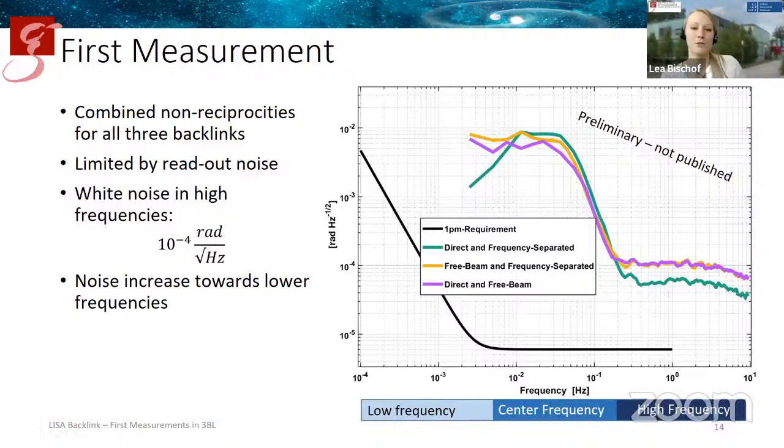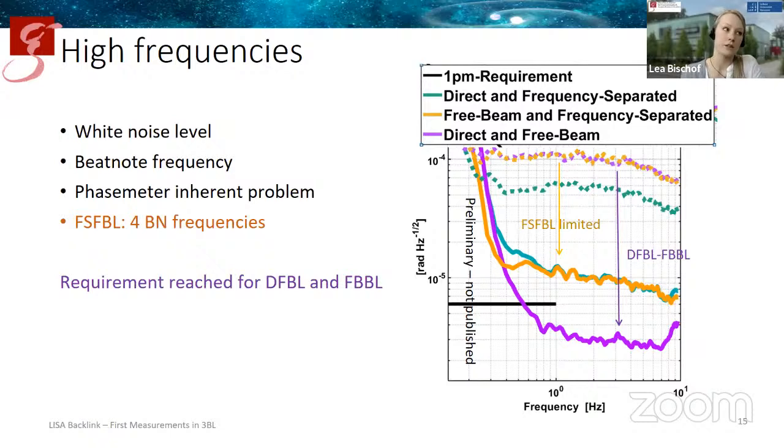All right, so this, very excitingly, is our very first measurement with the three-backlink experiment with all the 3 backlinks. So you see 3 lines, one for each backlink combination. And you can already see we are way above the 1 picometer requirement, and we are limited here by all kinds of readout noise. We have a white noise level at 10 to the minus 4 radian per square root of hertz, and then this increase in the lower frequencies. And in the high frequencies, we were actually limited by a problem inside our phase meter.